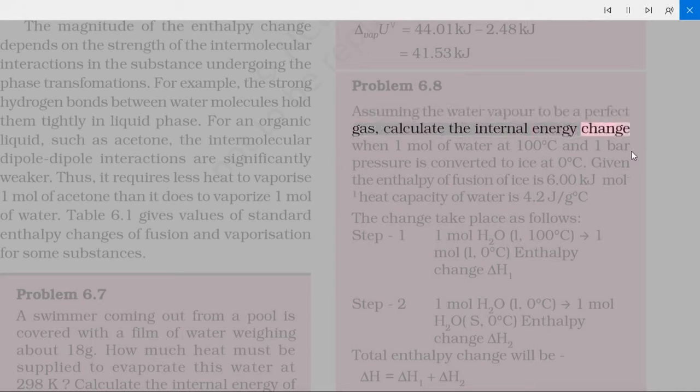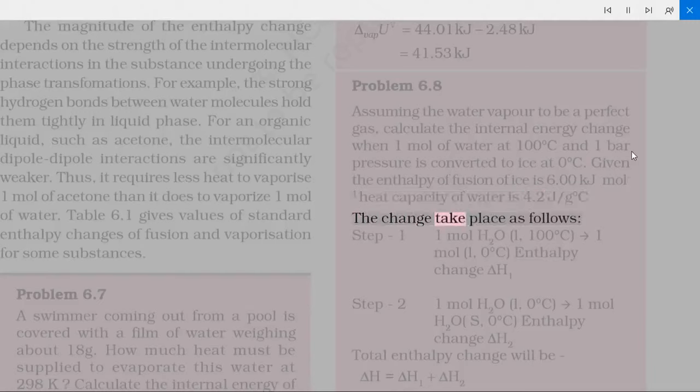Problem 6.8: Assuming the water vapor to be a perfect gas, calculate the internal energy change when 1 mole of water at 100 degrees Celsius and 1 bar pressure is converted to ice at 0 degrees C. Given the enthalpy of fusion of ice is 6.00 kJ mol⁻¹, and the heat capacity of water is 4.2 J/g °C.